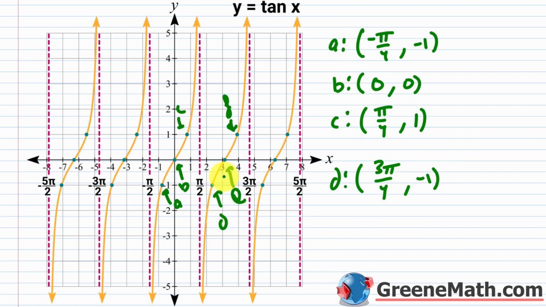And then for E, I know that basically I would just take 0 and add pi, so that would be pi, comma 0, y coordinate staying the same. And then this is going to be for F. Again, I'm just going to take this pi over 4.